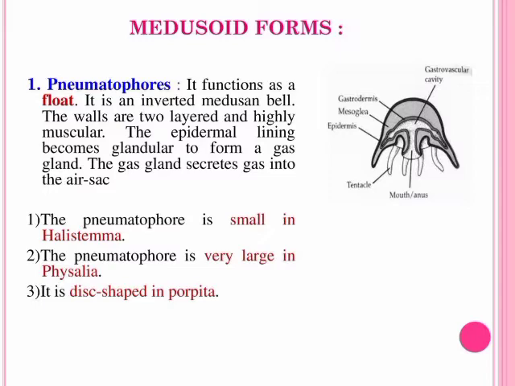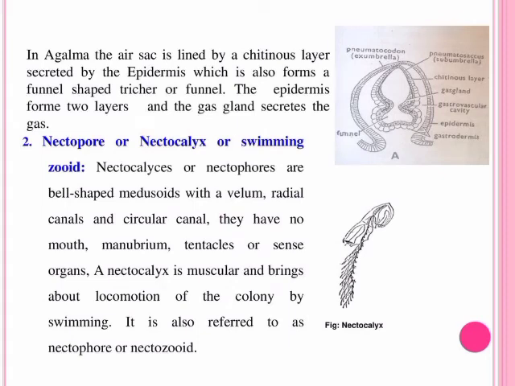surface. Nectocalyces. Nectocalyces, also called nectophores or swimming bells, are the locomotor zooids of the colony. They are medusa with velum, radial canals and ring canal, but without mouth, manubrium, tentacles, and sense organs. They are present in many siphonophores. They may be variously shaped, such as bilaterally flattened, prismatic, elongated, or irregular. They are highly muscular and hence have great swimming powers.